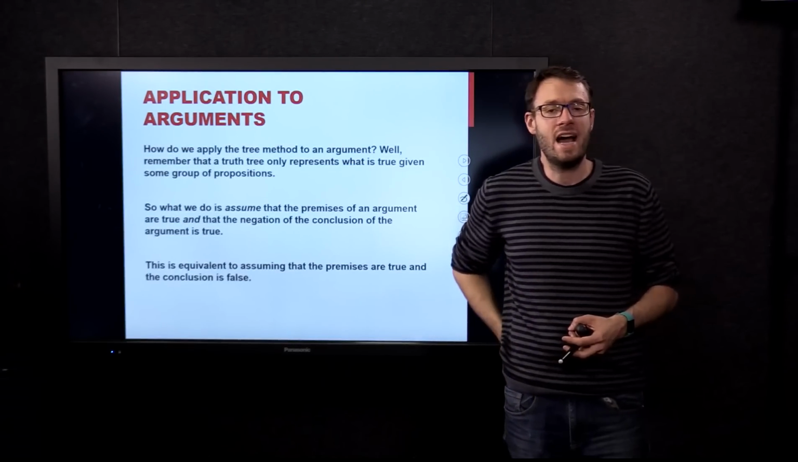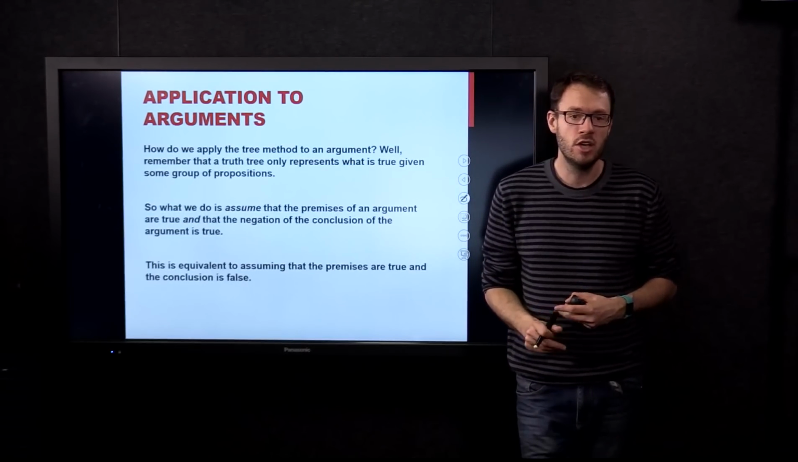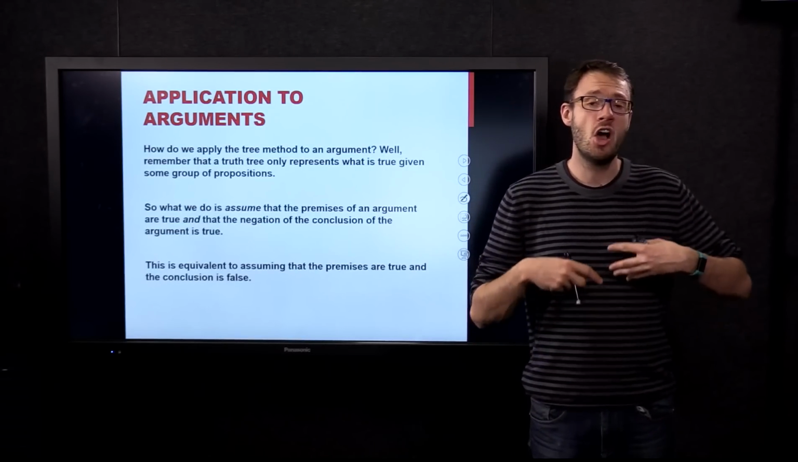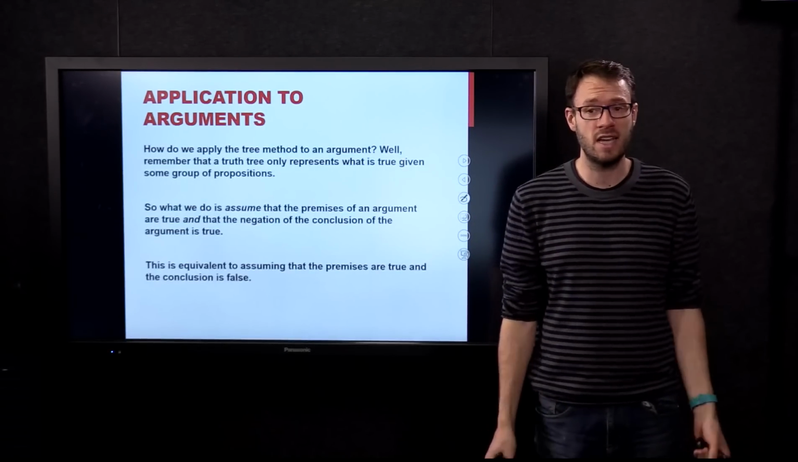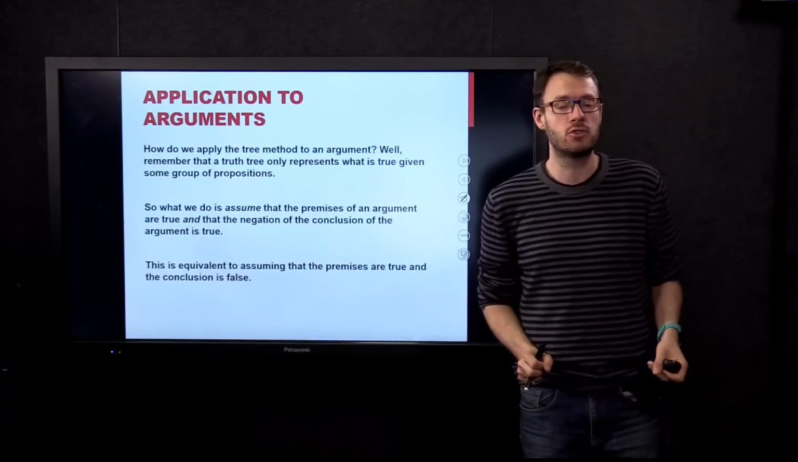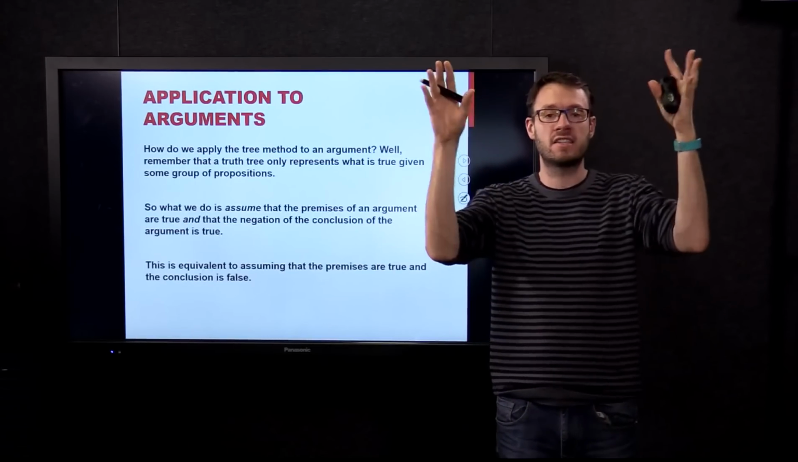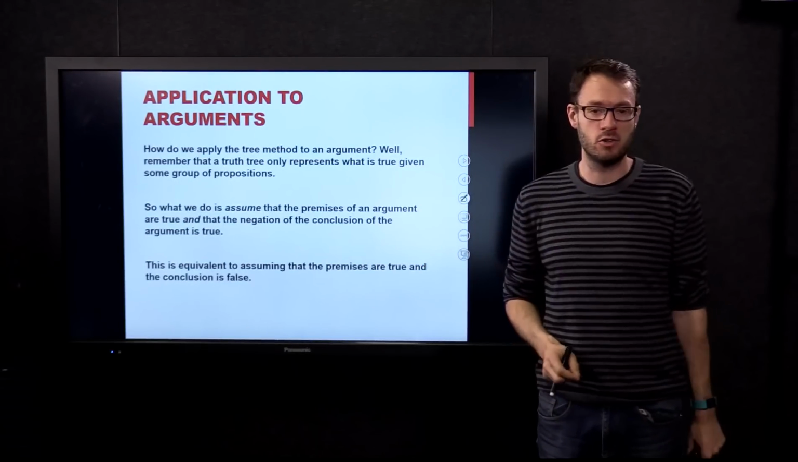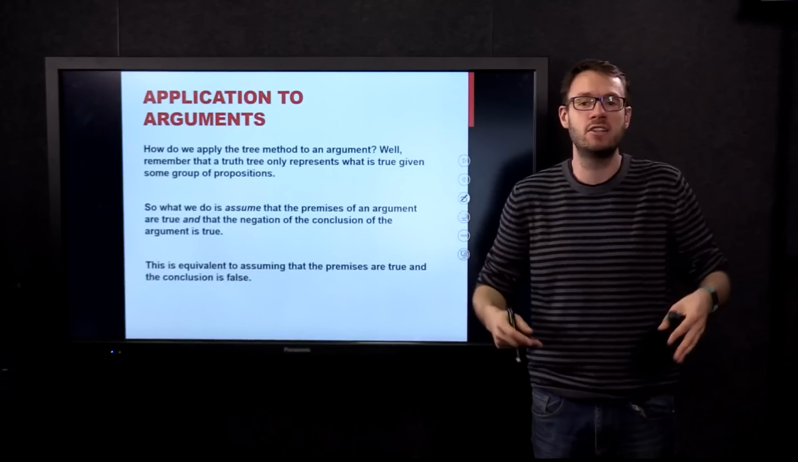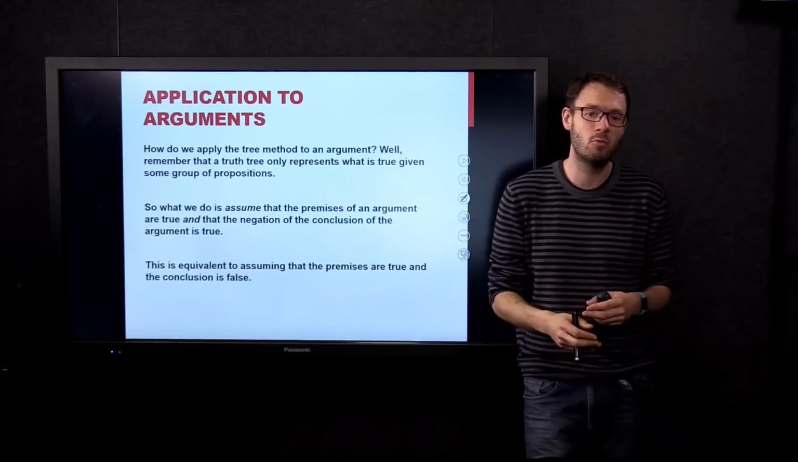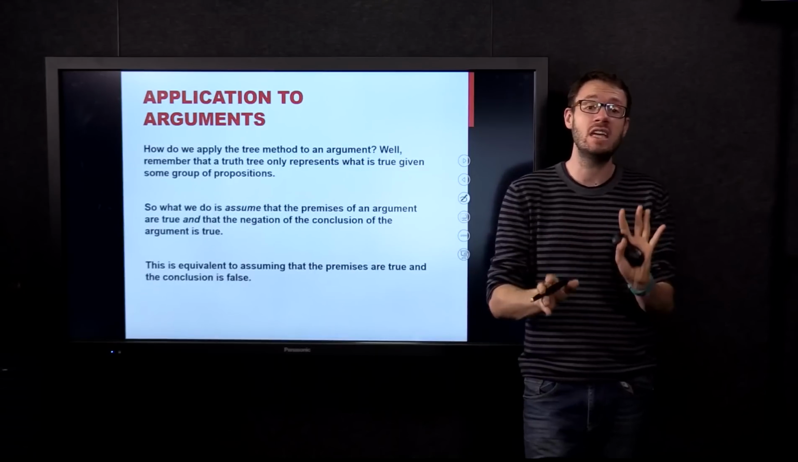All right, so with that in mind, how do we actually apply the truth tree method to an argument? Now, remember what the truth tree actually does. The truth tree only represents things that are true. It says everything in this truth tree is true, and what you do is you work out what else is true given the assumption that the things at the start of the tree are true. And you're always just trying to break it down into its most basic constituents which are going to be true.